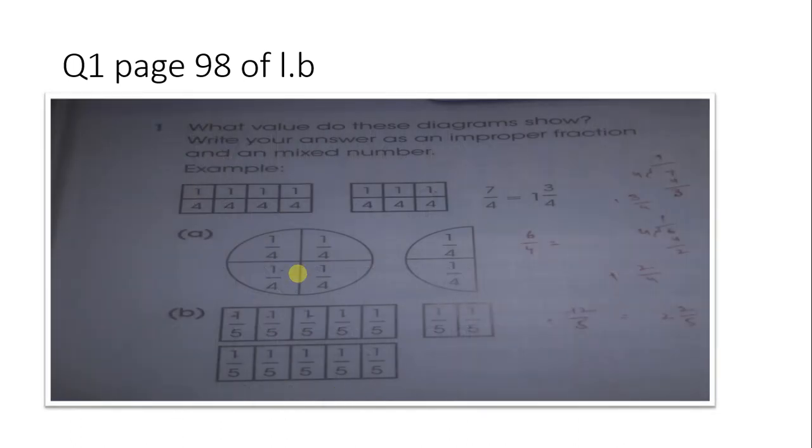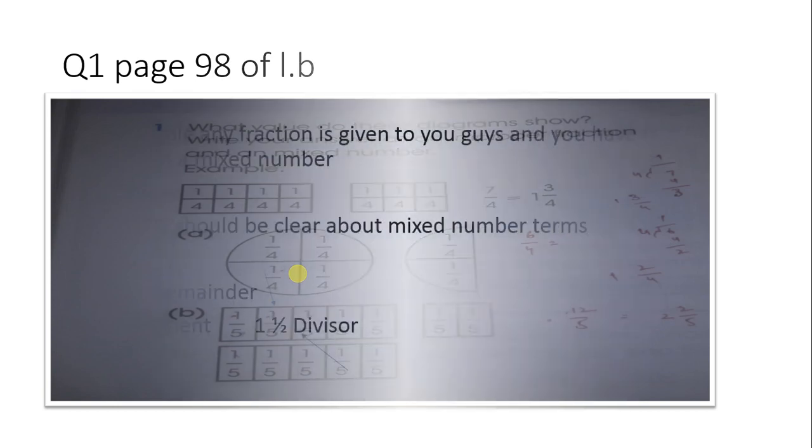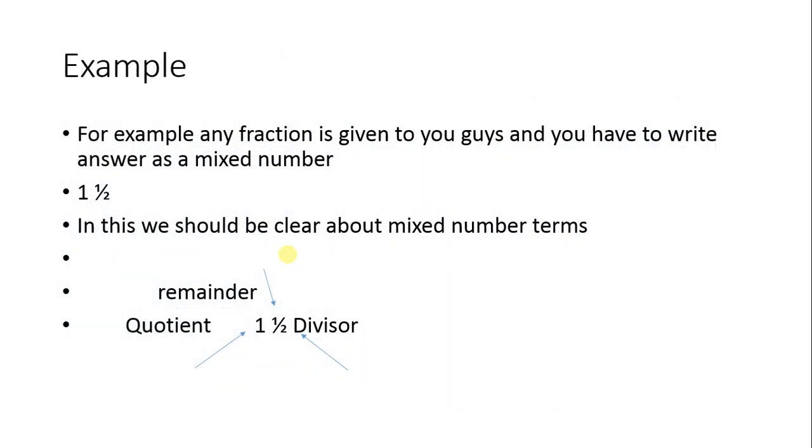See, here is the picture of your Learner book, page number 98, in which they have given us some diagrams, and they are the two parts of question number 1, A and B. For example, if any fraction is given to you, you have to write the answer as a mixed number. Maybe the fraction is 3 by 2, and when I divide 3 by 2, I will get this answer. Remainder will be 1, quotient will be 1, and divisor will be 2.